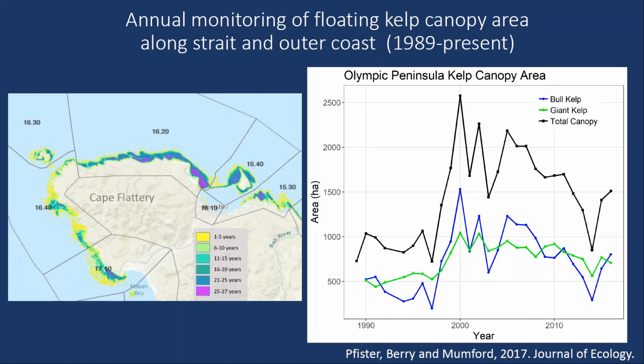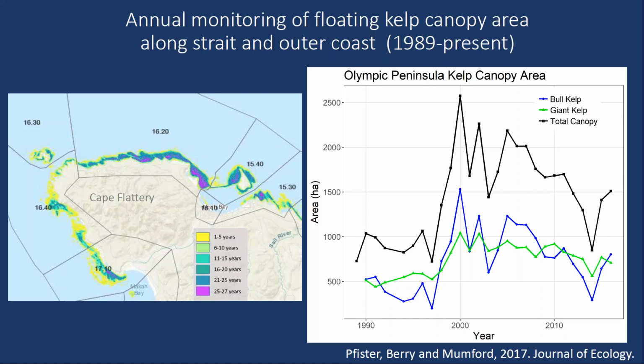So on the left is an example of our monitoring data at Cape Flattery, and you can see multiple years of surveys overlaid to visualize persistence of kelp in a color ramp. And this is where multiple years of consistent data gets really cool. The yellow represents canopy-forming kelp present for less than 5 years, and then you can see it ramping up to purple, which is more than 25 years.